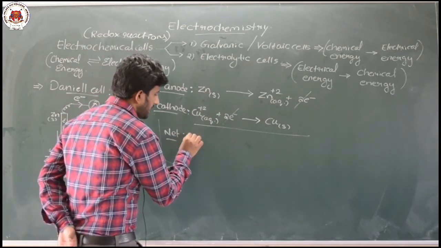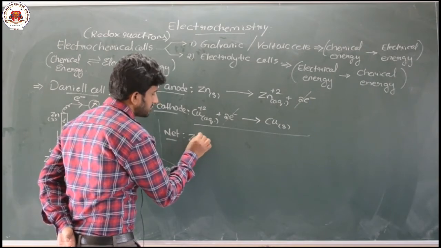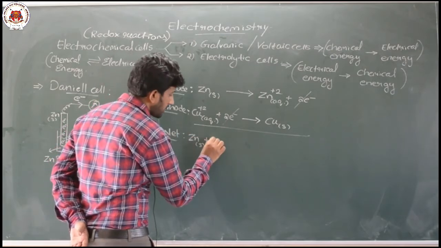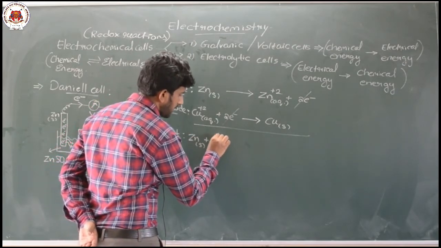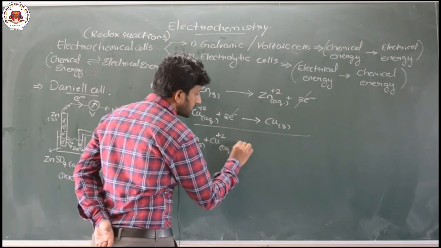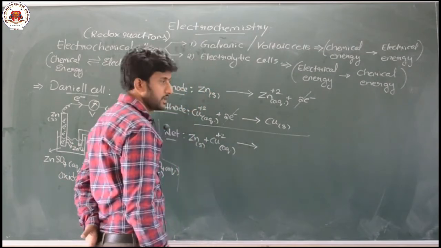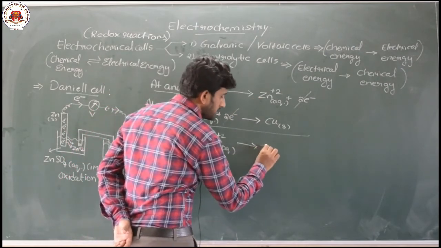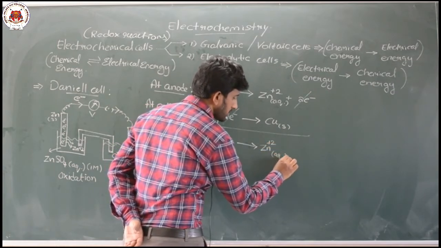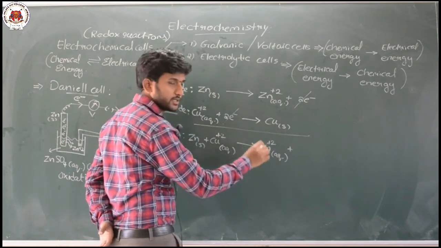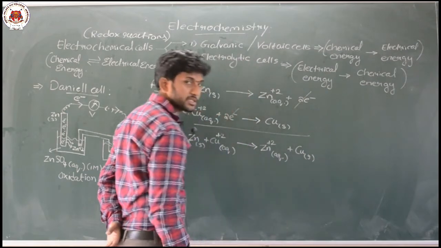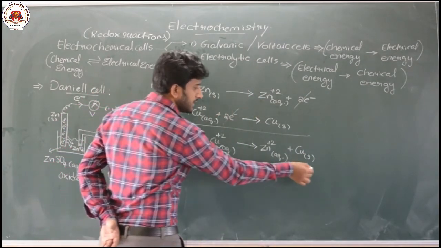So reactants one side, products one side: zinc solid plus copper plus 2 aqueous gives rise to, what is the product here? Zn plus 2 ions, aqueous, plus one more product, copper. In which state? In solid state, means copper is getting deposited. This is the net equation you will get.